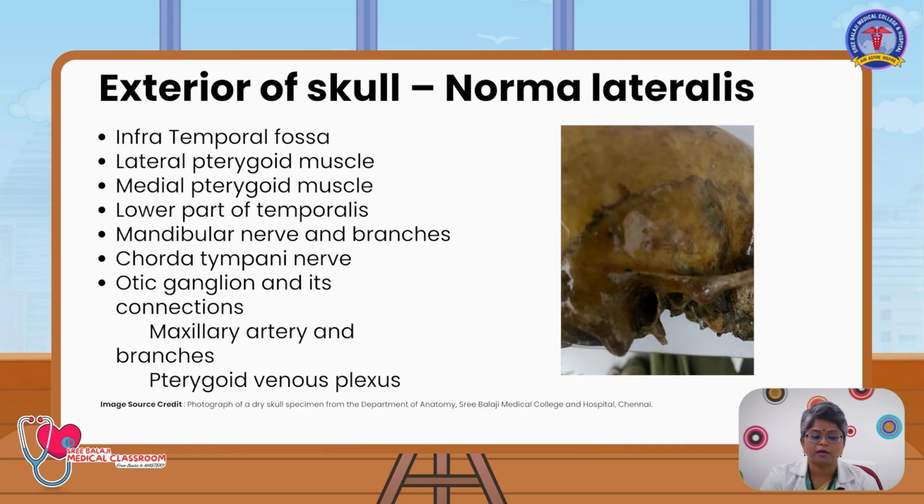The next important fossa which is present in the norma lateralis is the infratemporal fossa. The boundaries of this fossa include: anteriorly it is bounded by the body of the maxilla, medially the lateral pterygoid plate, laterally by the ramus of the mandible, and the roof is formed by the infratemporal surface of the greater wing of sphenoid. The contents include the medial and the lateral pterygoid, the temporalis muscle. Arteries are maxillary artery and the posterior superior alveolar branch of third part of maxillary artery. The veins are maxillary vein, pterygoid plexus of venous plexus, the posterior superior alveolar vein. The nerves include the mandibular nerve, the chorda tympani nerve and the maxillary nerve.